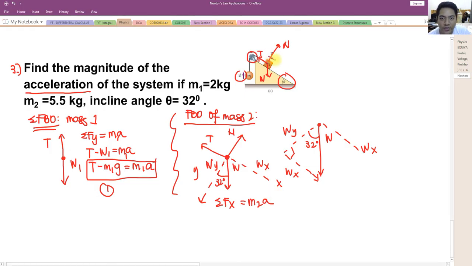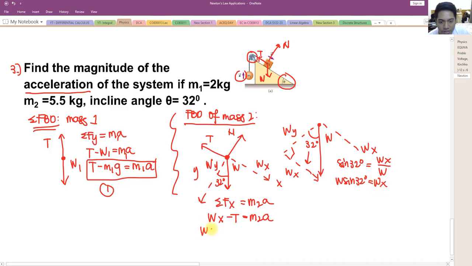And take note, the acceleration of this box is the same as the acceleration of the M1, which is the spherical ball. Okay? So summation of F of X, going to the right positive, so we have WX minus the tension equals M2 times A. And then WX, what will be the WX? If you get the sine 32 degrees, that is opposite WX all over hypotenuse, which is W. So you have W sine 32 degrees equals WX.